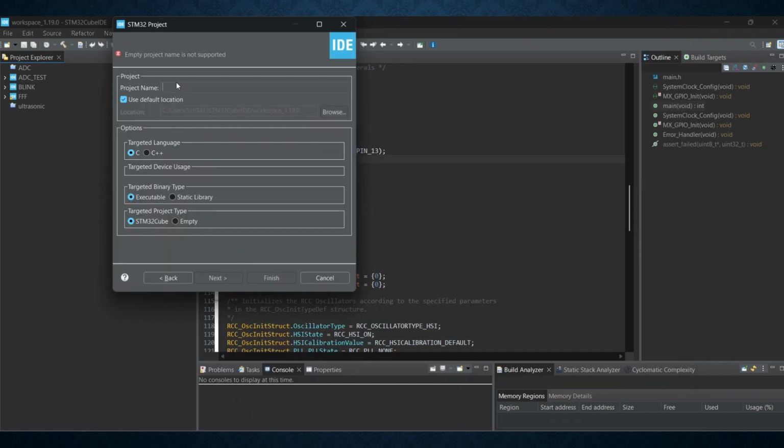Since we are going to blink the LED, give the project name as LED. Finish.